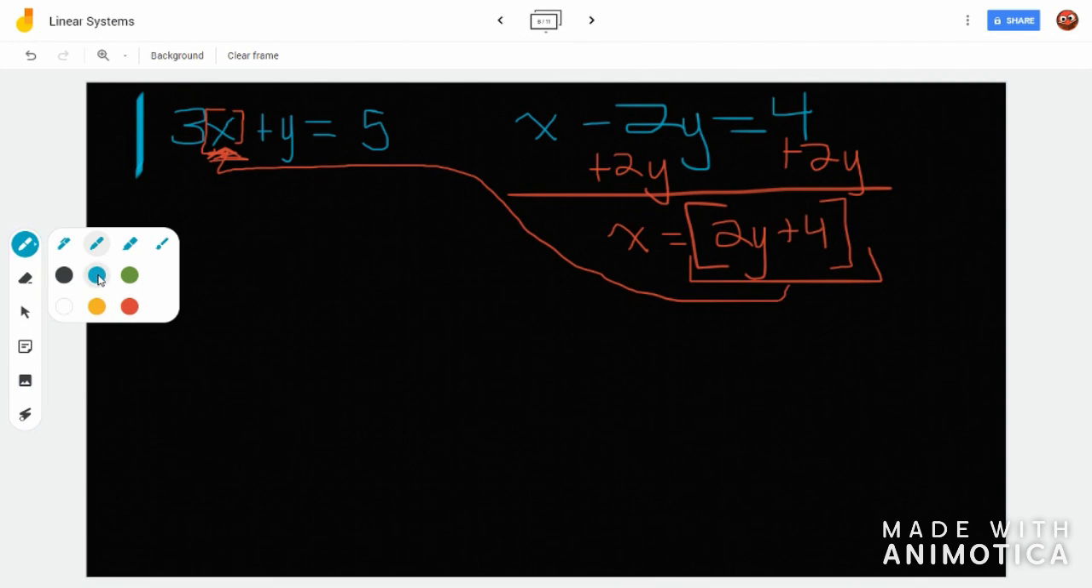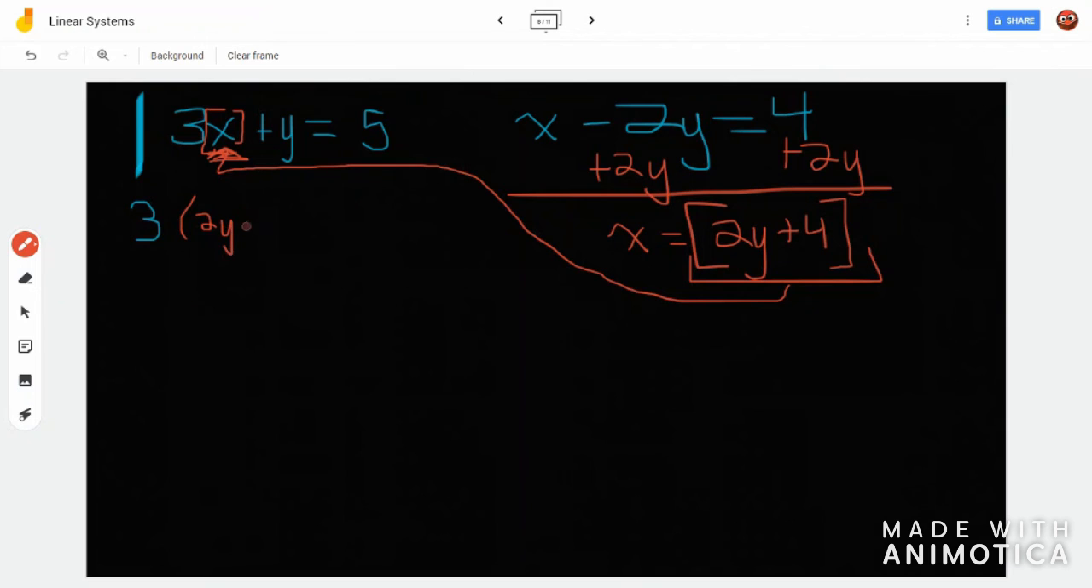All right, let's do that. So I will have 3 times 2y plus 4. There it is. I dropped the substitution of the other equation in, plus y equals 5. Now I have an equation with only y. I can solve equations with only one variable. Let's continue. Let's distribute that 3.